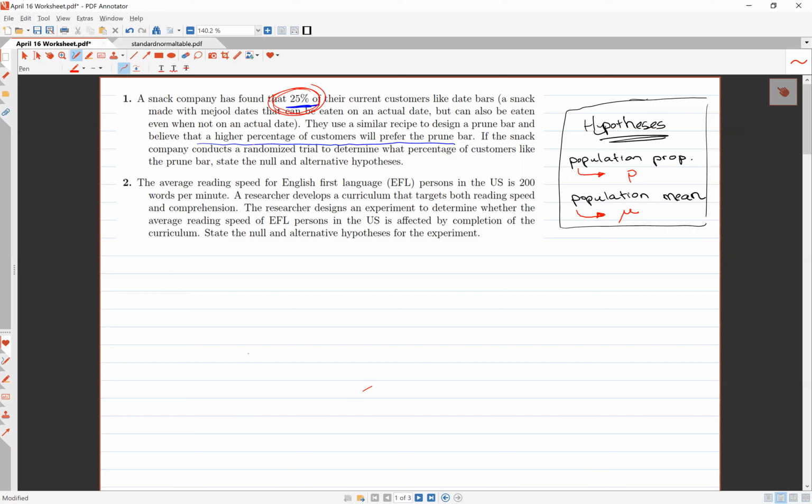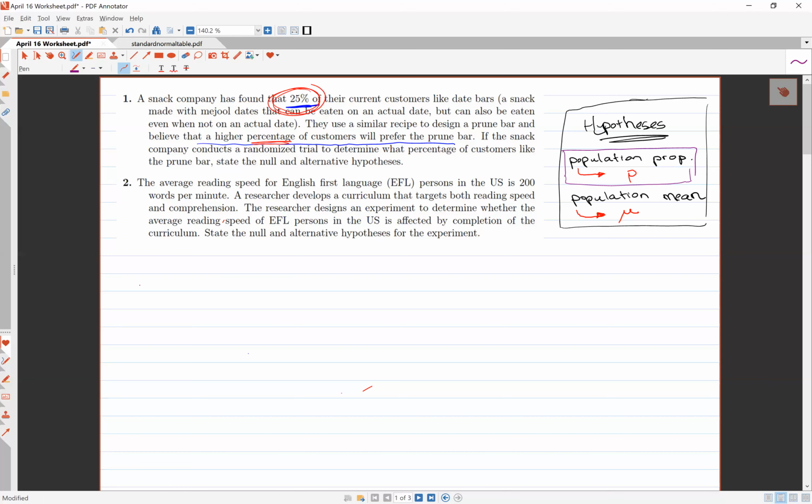Also, with dealing with a percentage, right? You can see this quantity as a percentage. Later on, you have the word percentage. So percentage, proportion are the same idea. That means we're formulating a hypothesis around a population proportion.